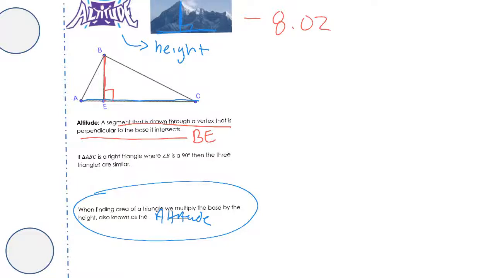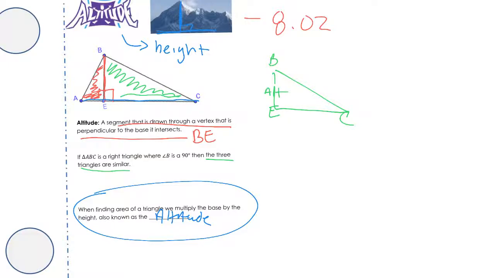Later on, as in tomorrow, we're also going to learn that altitudes create three similar right triangles. So as you can see, there is a right triangle here. We'll call that BEC. And this is the altitude. And there's a right triangle over here.